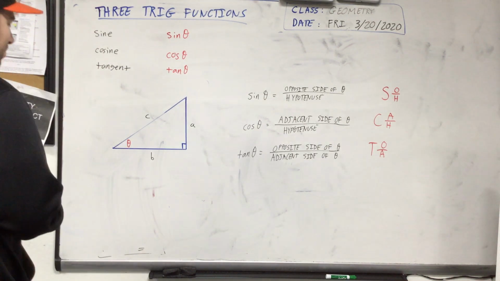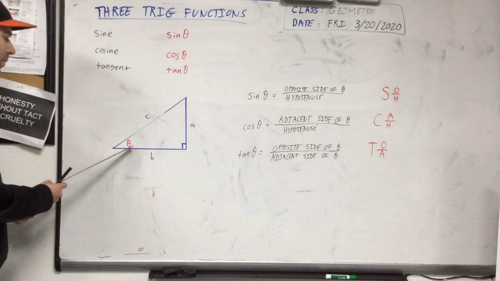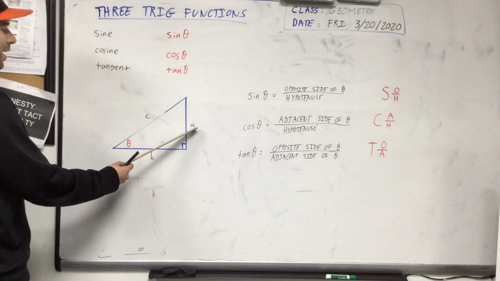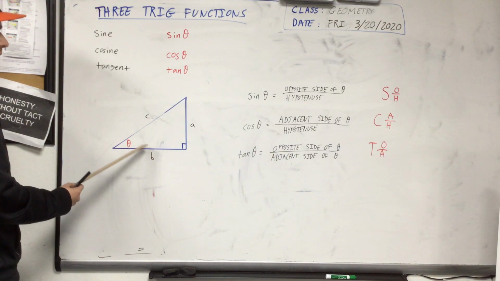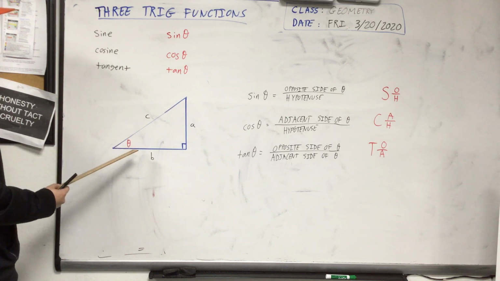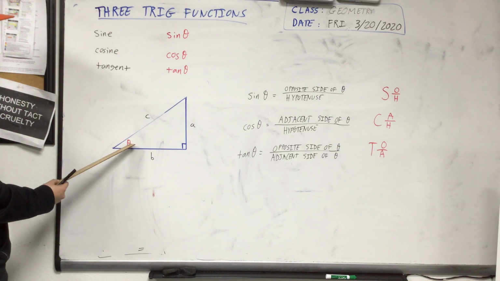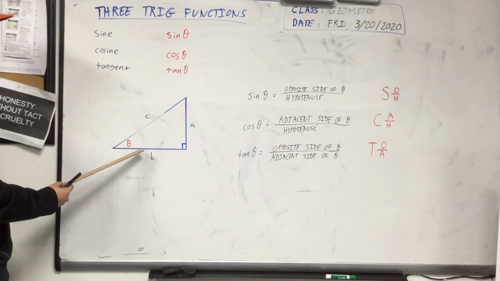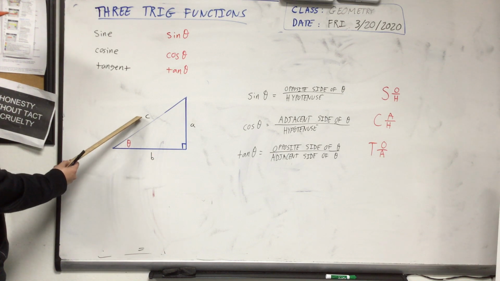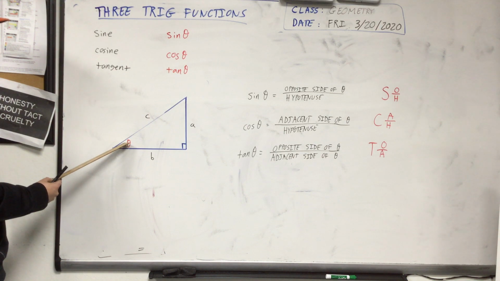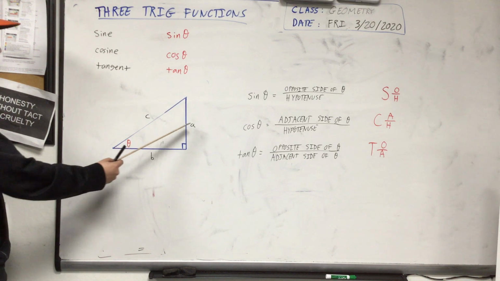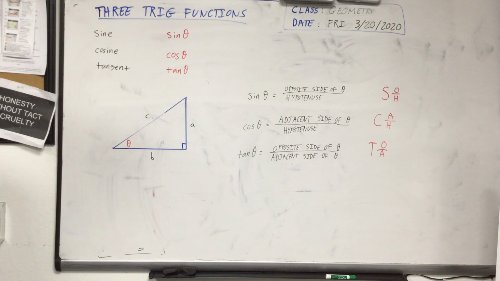So in this diagram, if I look at angle theta, the opposite side of angle theta is A, the adjacent side of angle theta is B, and the hypotenuse of the triangle is C. So the sine ratio of angle theta is A to C. The cosine, the adjacent over the hypotenuse, the cosine of angle theta would be B over C. And the tangent, which is the opposite side of angle theta over the adjacent side of angle theta, TOA, the tangent of angle theta is A over B. So let's get some specific examples in, and I'll show you what I mean.